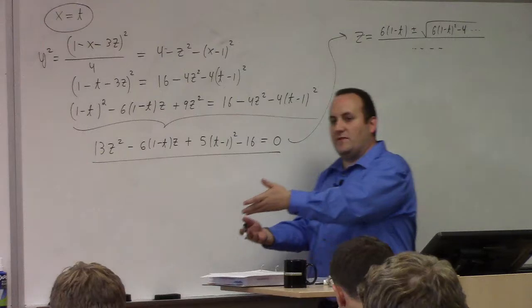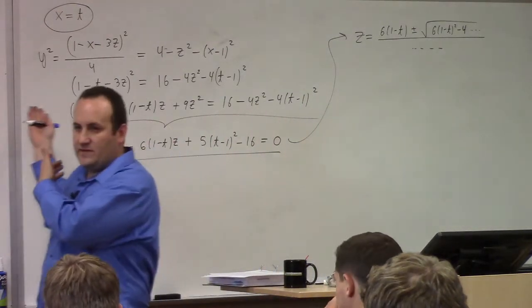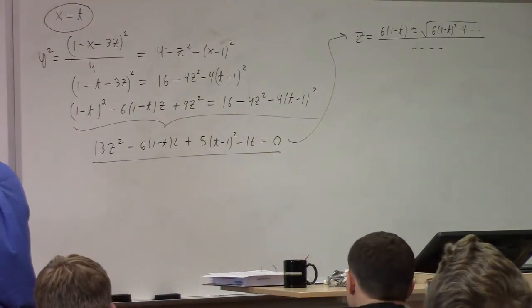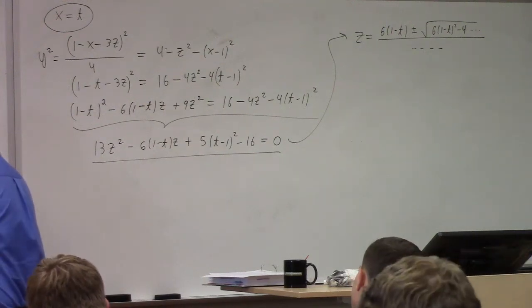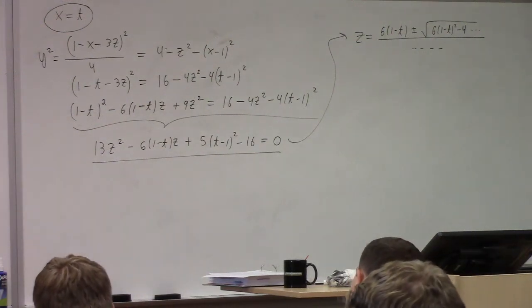The point is you have z as a function of time, right? You have x as a function of time, and then you can come back to this formula over here and then have y as a function of time. This will parametrize this circle in terms of time t.